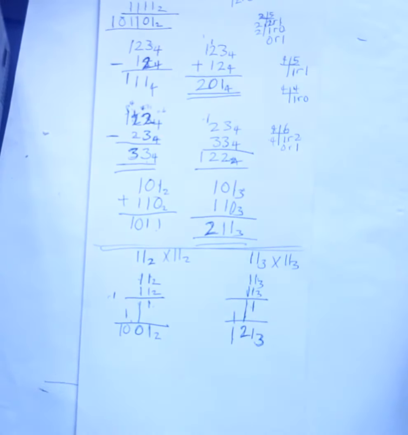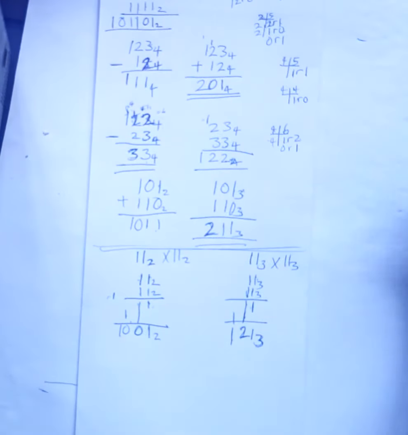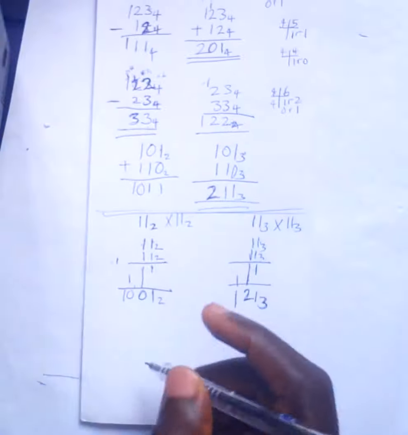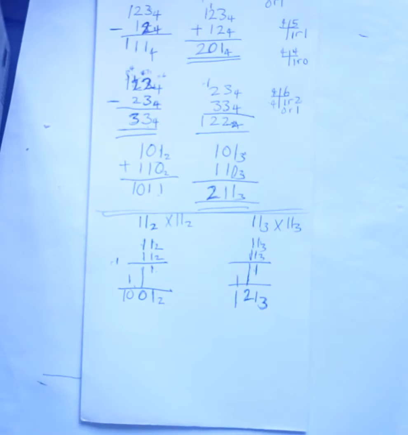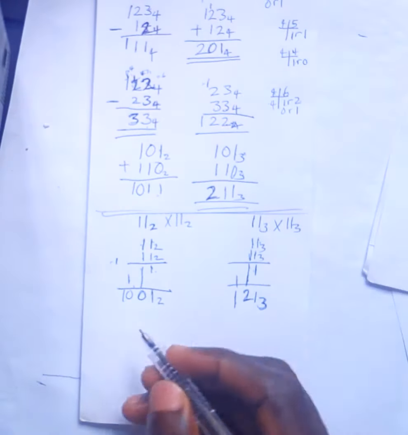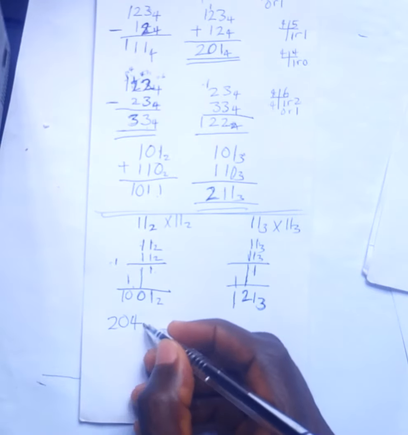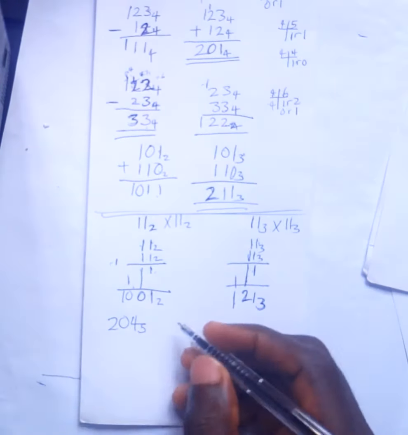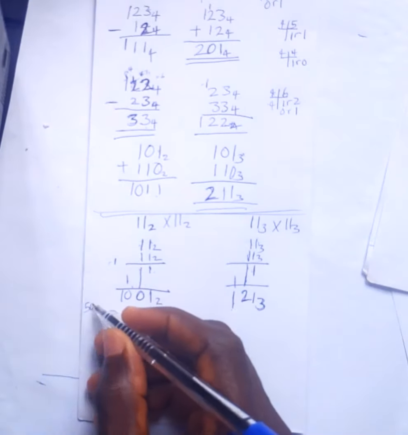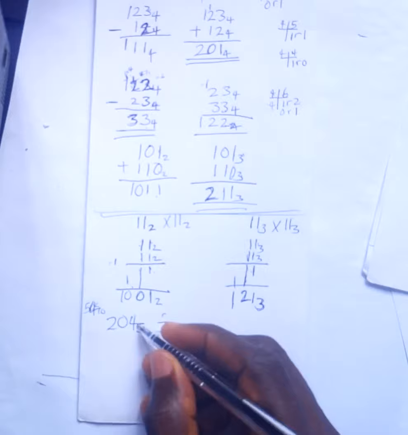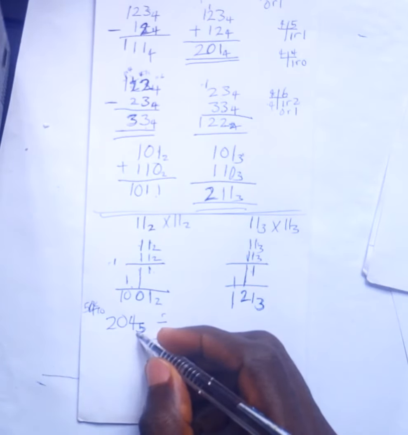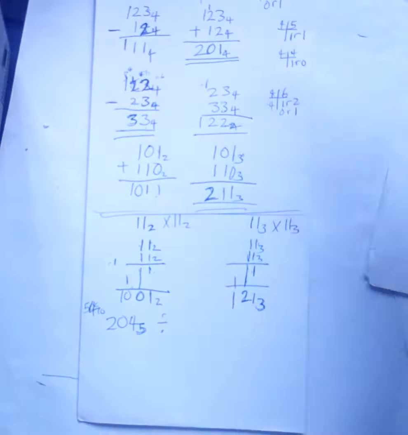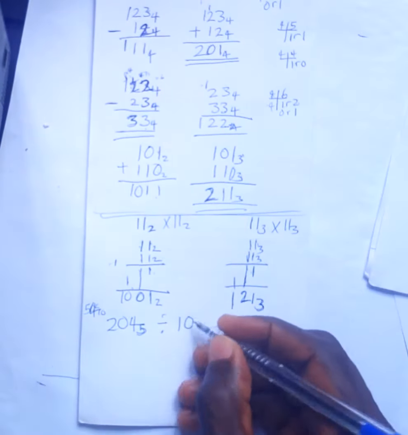So this is multiplication. While for division, division is also easy. It depends on what they are given. For example, 204 base 5, we have done this before. This is the same thing as 54 base 10. Divided by, do you have any base 5? No, we don't have any base 5. Or let's say divided by 10 base 2.